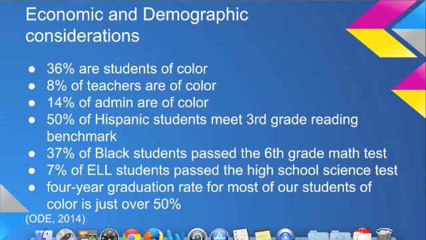36% of our students are students of color, 8% of teachers are teachers of color, 14% of administrators are administrators of color. All this data is the state of Oregon. 50% of Hispanic students meet 3rd grade reading benchmark. 37% of black students pass the 6th grade math test. 77% of ELL students pass the high school science test, and the 4-year graduation rate for most of our students of color is just over 50%. Again, all this data is from the Oregon Department of Education, 2014.